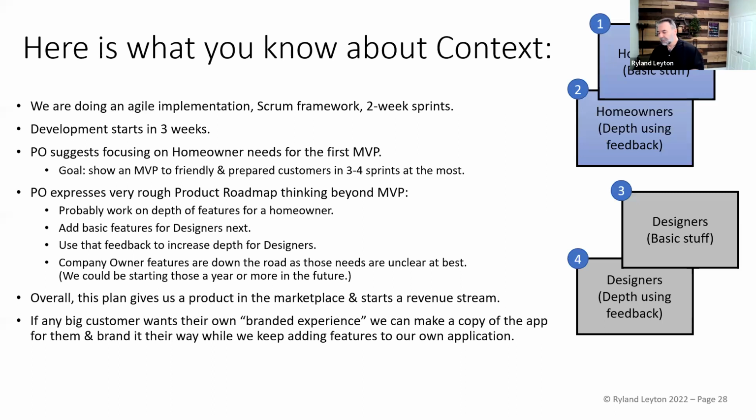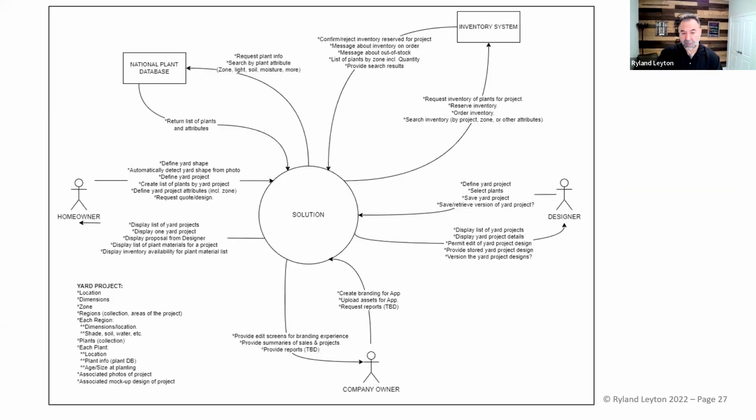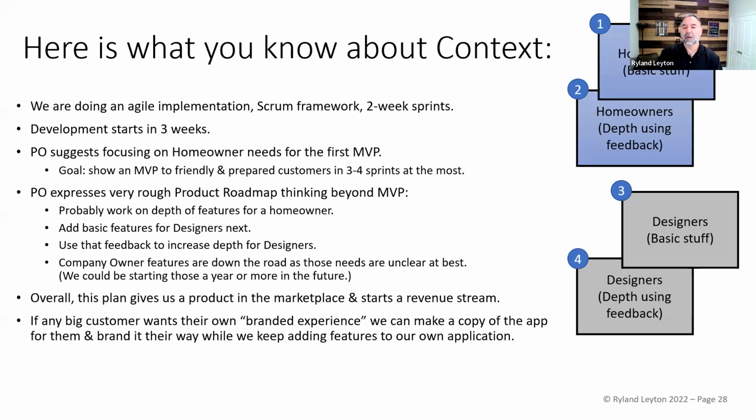All right. For our scenario, as I talk about it in general, as I walk you through how I would see these things and how you would do it with the context diagram, here is what you should assume that you didn't know so far, because it's context. We're going to do an agile work style. We're going to do Scrum. We're doing 2-week sprints. And in 3 weeks, we're starting. If I look back here, the product owner wants the homeowner to be the focus of the first release. We're thinking about release 1 because we don't have anything. So we want to get release 1 finished. We're thinking about homeowner needs for the first MVP.